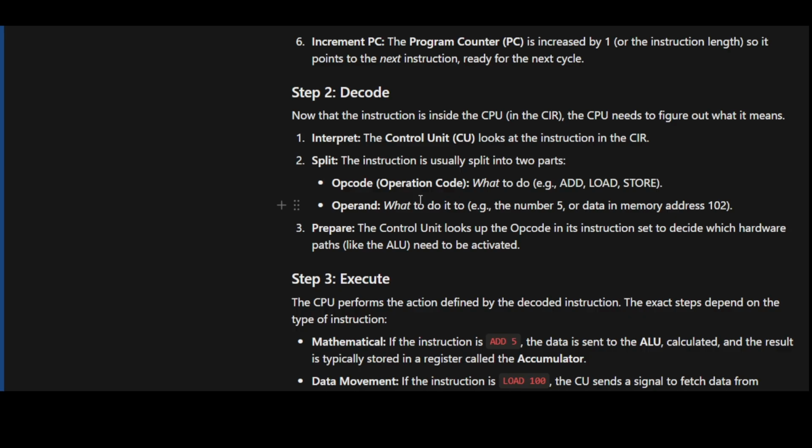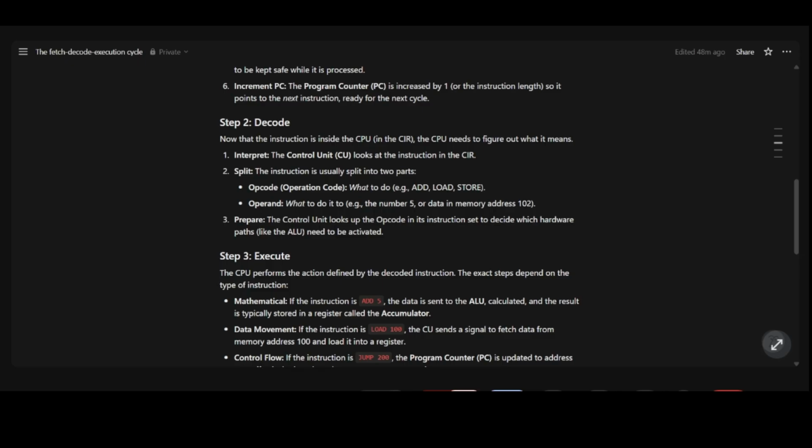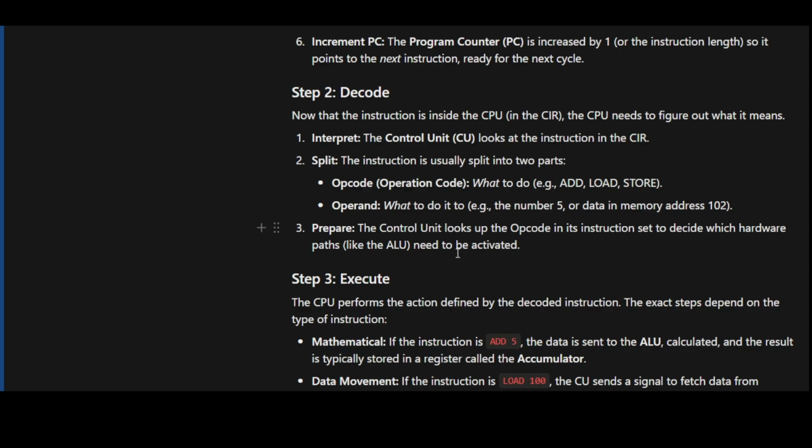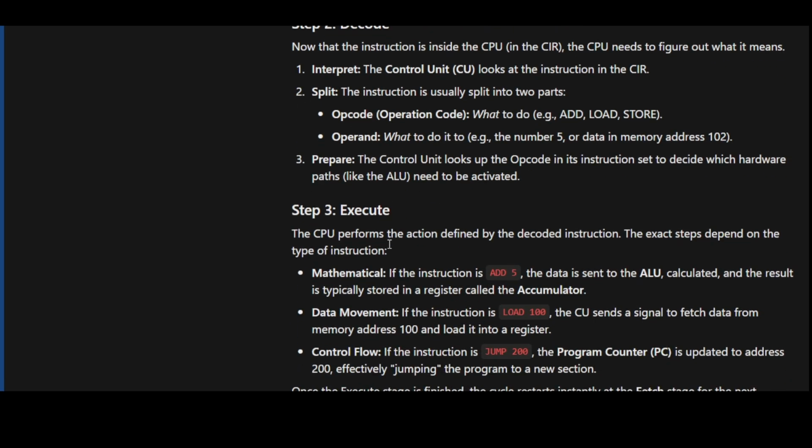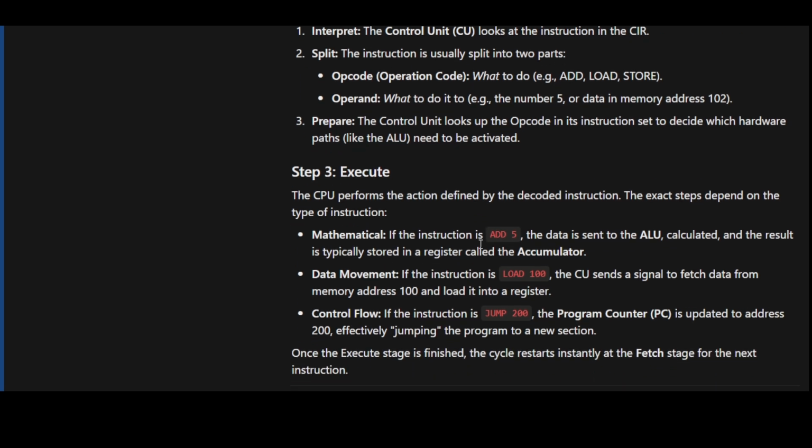Opcode is basically the operation code. It tells what operation has to be done, for example add, load, store, etc. And the operand has the number or data on which it has to act, and this data is then sent to the ALU, and then the ALU makes the computation, whatever is required.